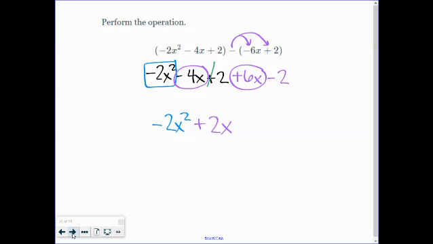And then lastly, triangle. Well, that's positive 2 and negative 2 would give me plus 0, but I don't have to write that. My final answer would be negative 2x squared plus 2x. All right, hopefully that was some good review on adding and subtracting polynomials.